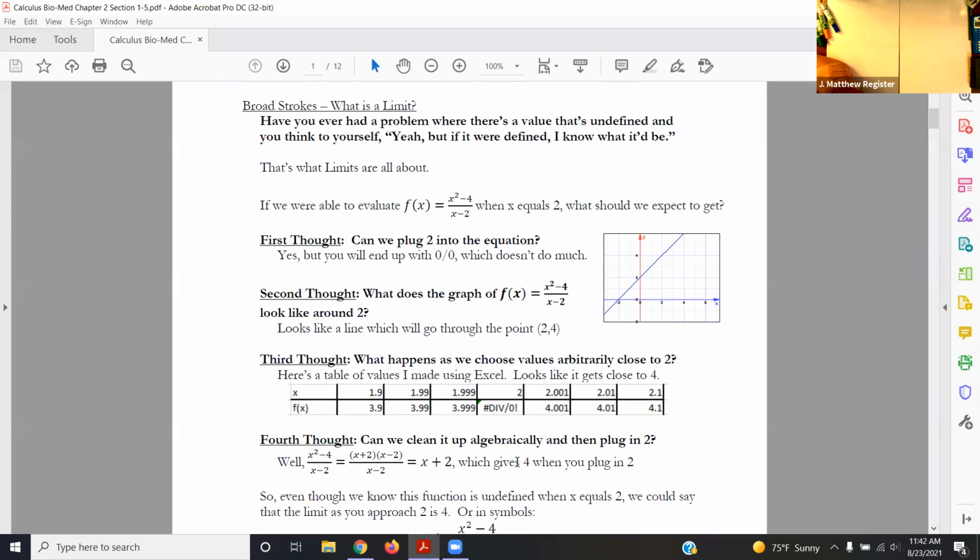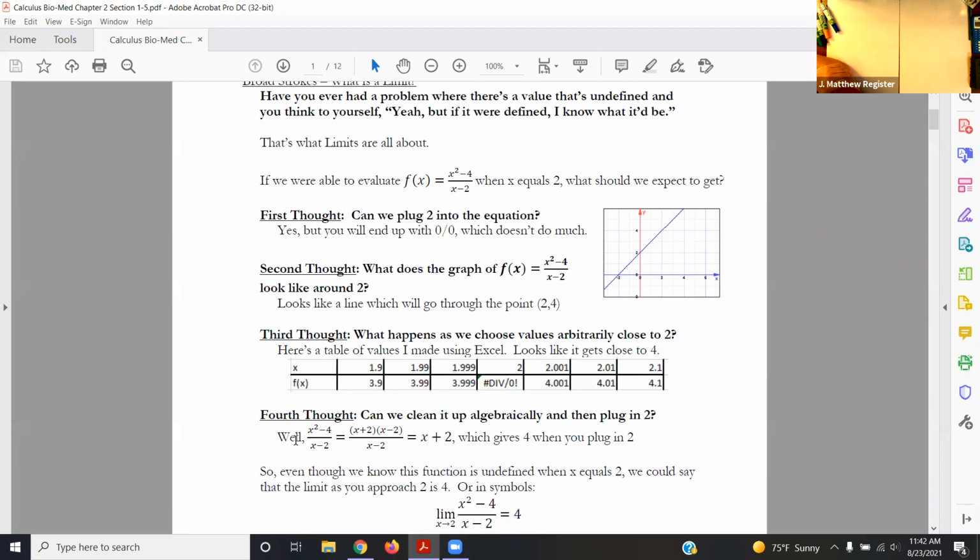A final approach we can take is algebraically. If we think of (x squared minus 4) over (x minus 2), that's the same as (x plus 2)(x minus 2) over (x minus 2), which is equal to x plus 2. And x plus 2 would give 4 when you plug 2 into it, because 2 plus 2 is 4. And so even though we know that it's undefined at that value, if we were asked what the limit is as you approach 2, we would say that it is 4.